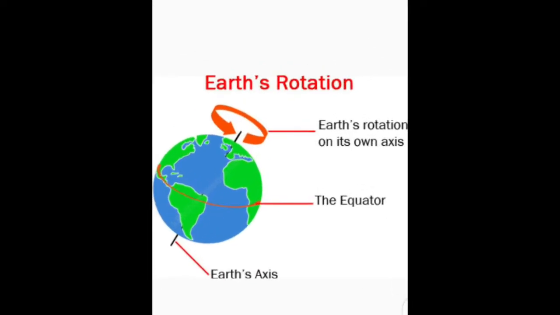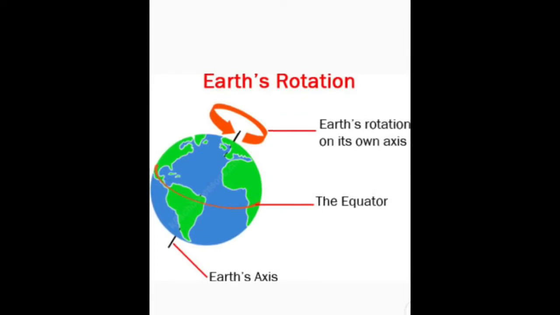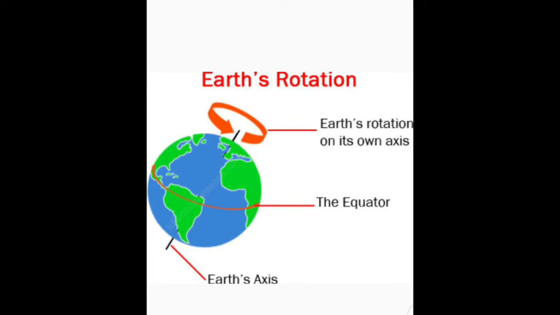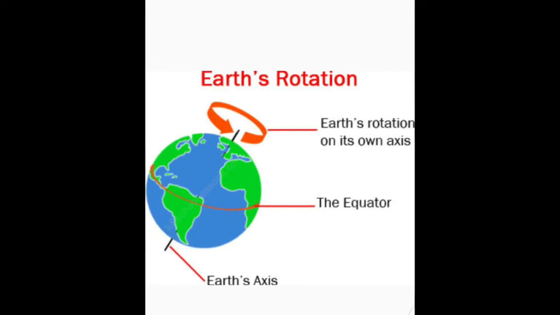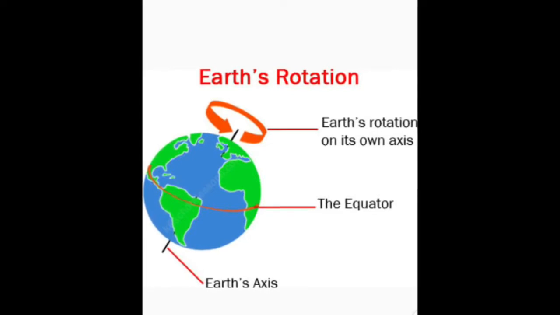Our planet Earth is the 3rd planet in the solar system. The northernmost point of the Earth is called North Pole, and the southernmost point of the Earth is called South Pole. There is an imaginary line around the middle of the Earth, which divides the Earth into 2 equal halves, called equator. It divides the earth into 2 hemispheres, the northern hemisphere and southern hemisphere.